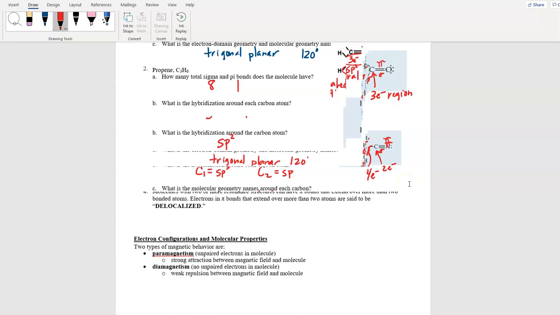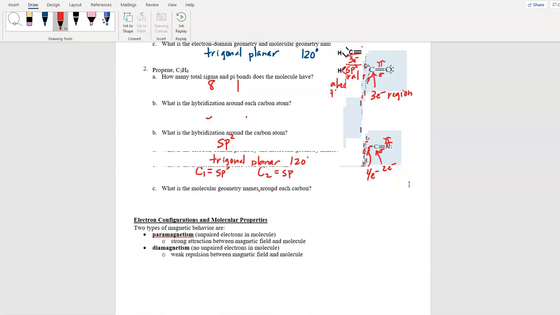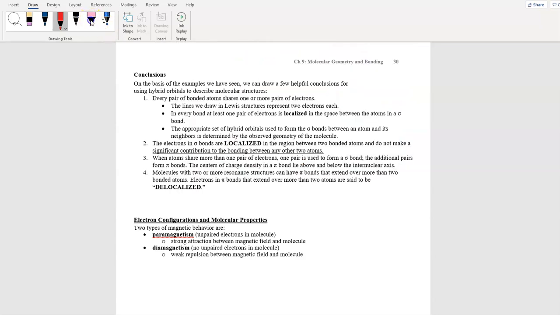Okay? So in conclusion, on the basis of examples we have seen, we can draw a few helpful conclusions for using hybrid orbitals to describe molecular structures. So every bonded pair can share 1 or more pairs of electrons. The lines we draw in Lewis structures represent 2 electrons, and we know that. In every bond, at least 1 pair of electrons is what's called localized. So it is only localized in that one space between the atoms in that sigma bond. Okay, so localized means it's in a fixed position.